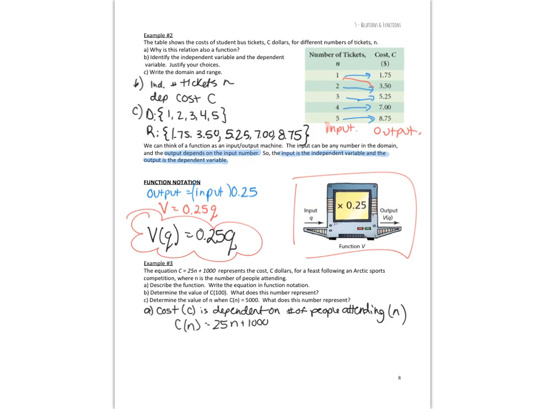B, determine the value of C of 100. So C of 100 tells us that N is equal to 100. So we're going to put N equals 100 in. So C of 100 is equal to 25 times 100 plus 1,000. So that is equal to 2,500 plus 1,000, which is equal to 3,500. This value represents the cost for 100 people to attend.